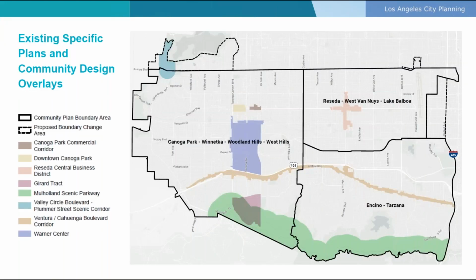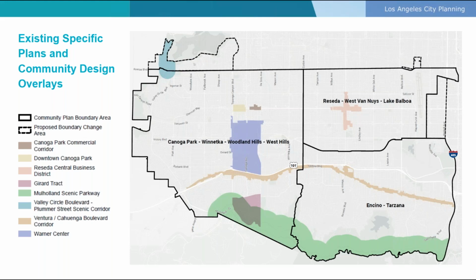There are several overlays that provide additional development regulations in the Southwest Valley, as seen on the map. Existing community design overlays include the Canoga Park Commercial Corridor CDO, Canoga Park Downtown CDO, Reseda Central Business District CDO. And existing plans include the Girard Tract Specific Plan, Mulholland Scenic Parkway Specific Plan, Valley Circle Specific Plan, Ventura Cahuenga Corridor Specific Plan, and the Warner Center Specific Plan.